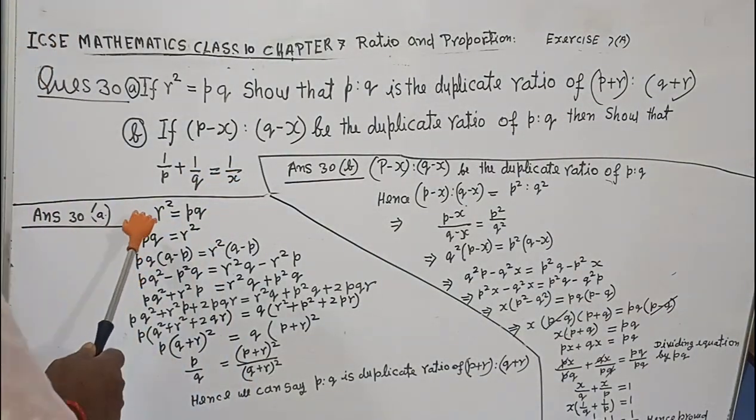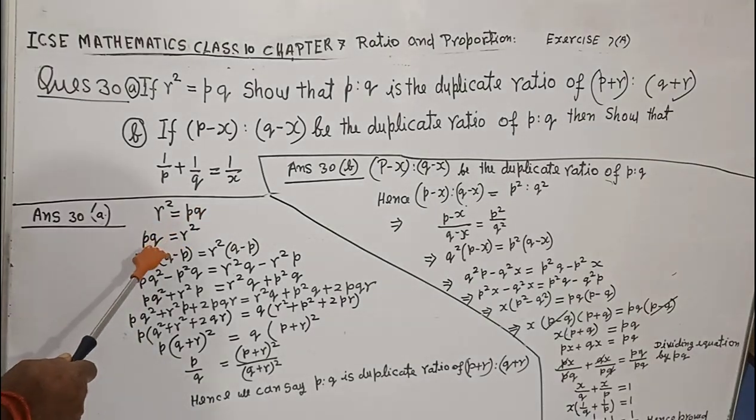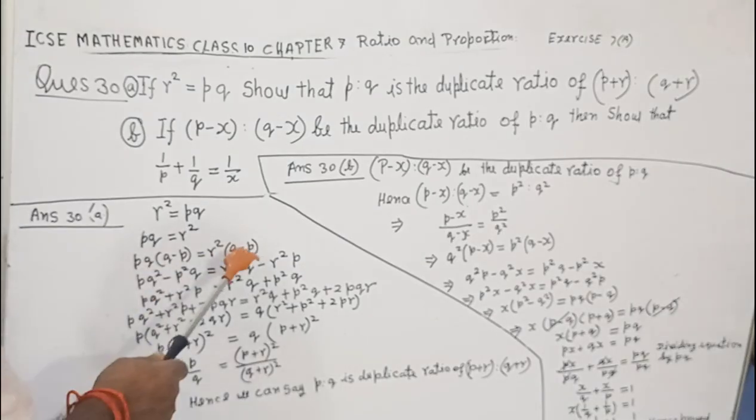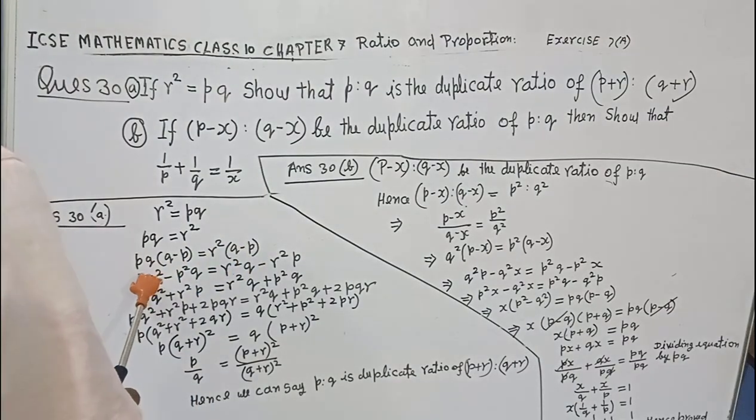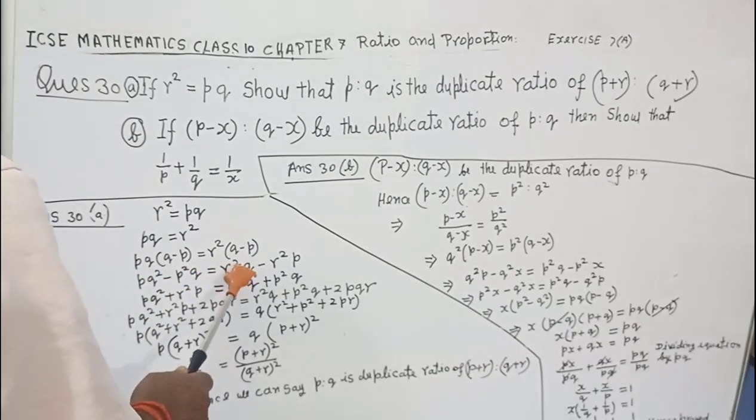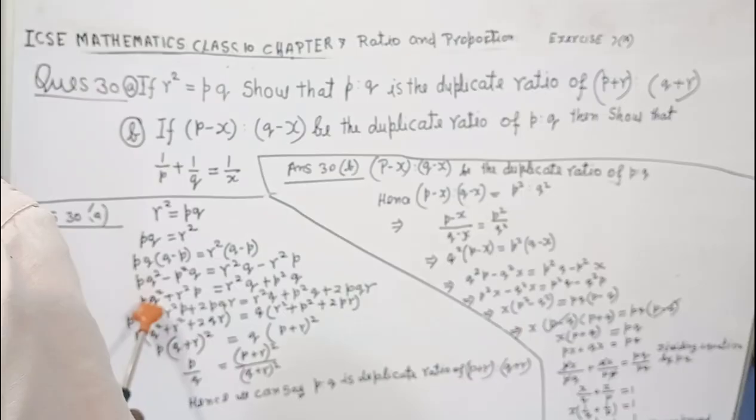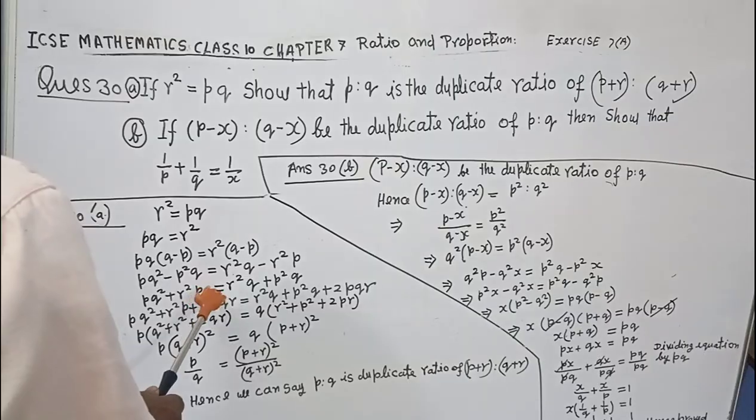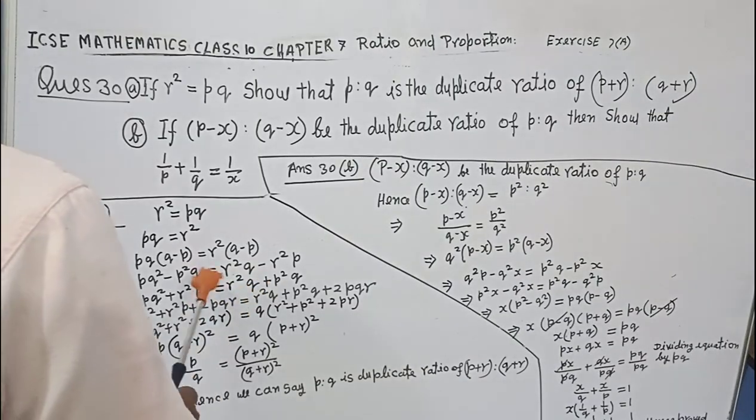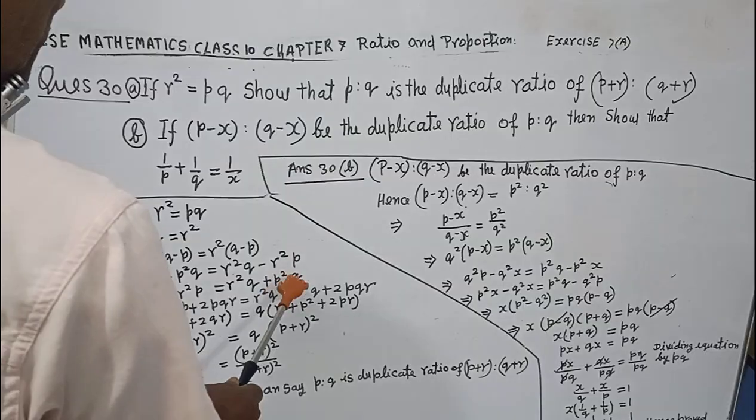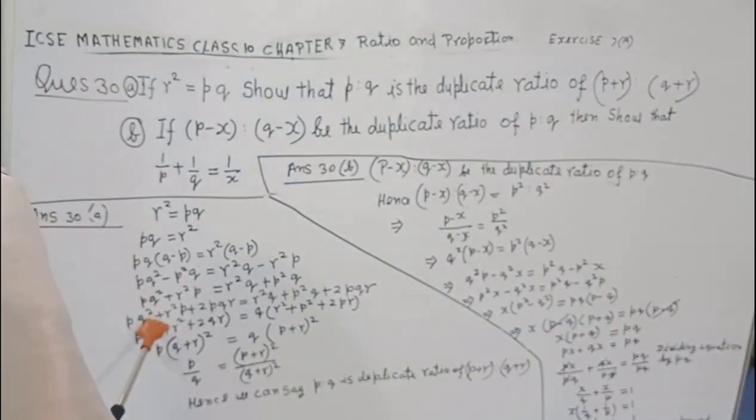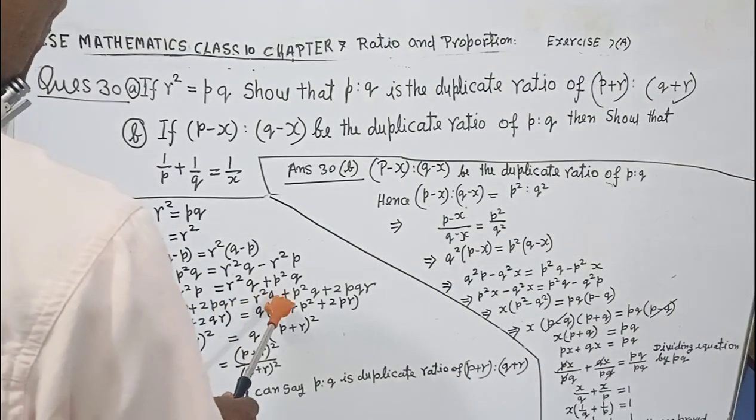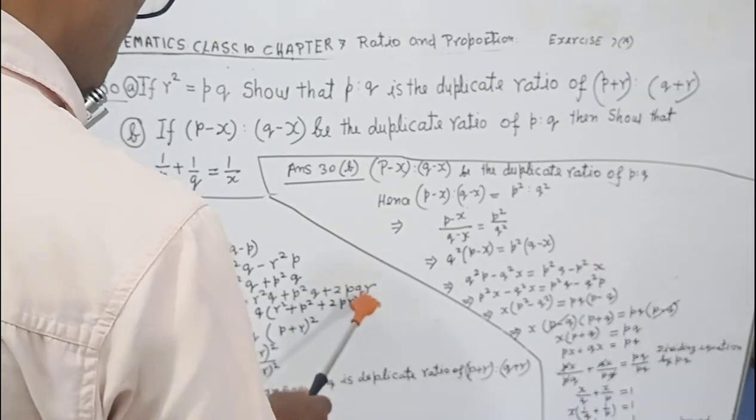Answer 30a. R square is equal to PQ. Multiplying both sides by Q minus P, the result is PQ square minus P square Q is equal to R square Q minus R square P. Transferring terms, PQ square plus R square P is equal to R square Q plus P square Q. Adding 2PQR on both sides, PQ square plus R square P plus 2PQR equals R square Q plus P square Q plus 2PQR.